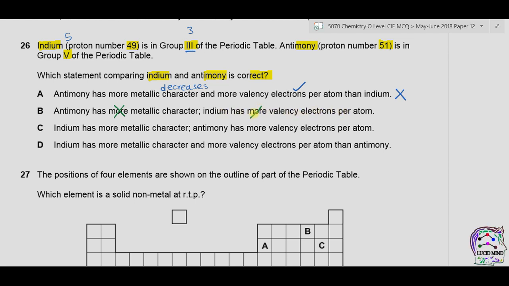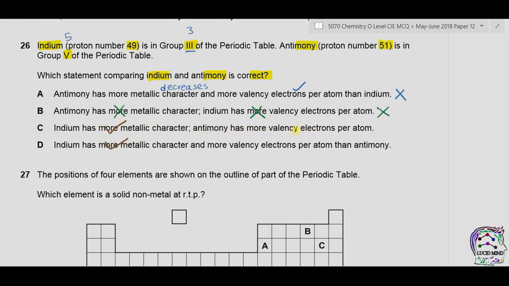This statement is also incorrect because the group number of indium is 3 while the group number of antimony is 5. Part C. Indium has more metallic character. Antimony has more valency electrons per atom. Now atoms of indium are larger in size as compared to antimony, so therefore this is correct.